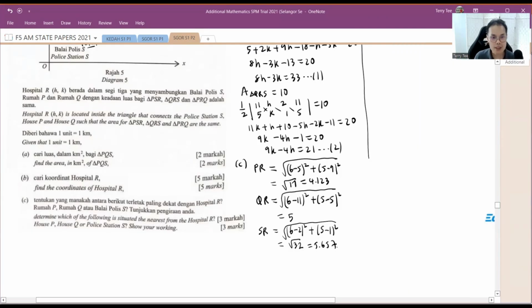So which house is closest to hospital R? Answer is house B. Yeah, it is closest to hospital R. Okay, so just to calculate, find the distance one by one, see which one has the shortest distance. All right.